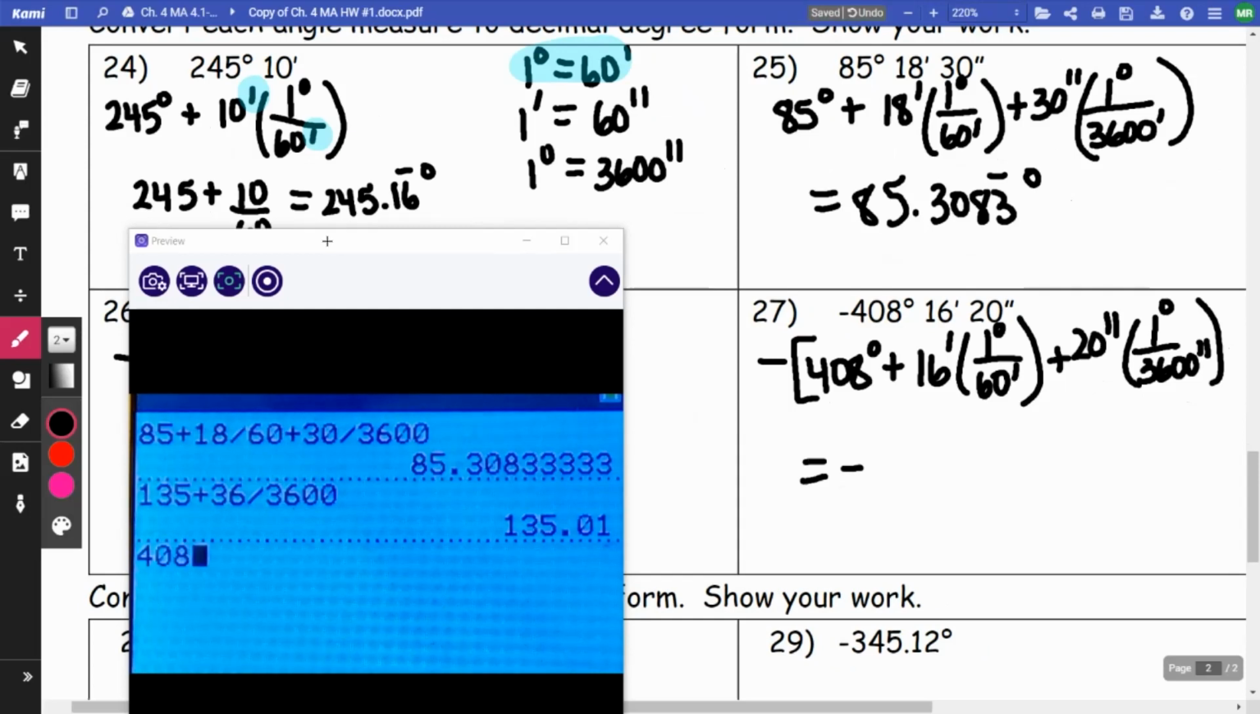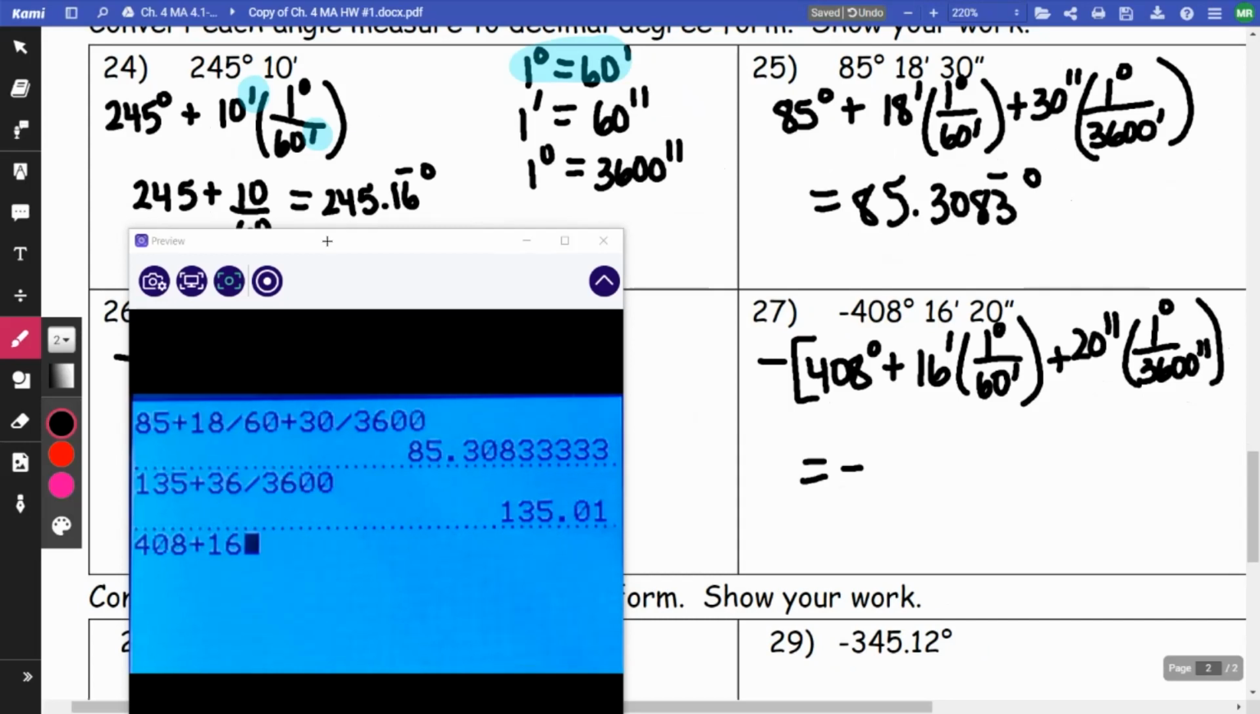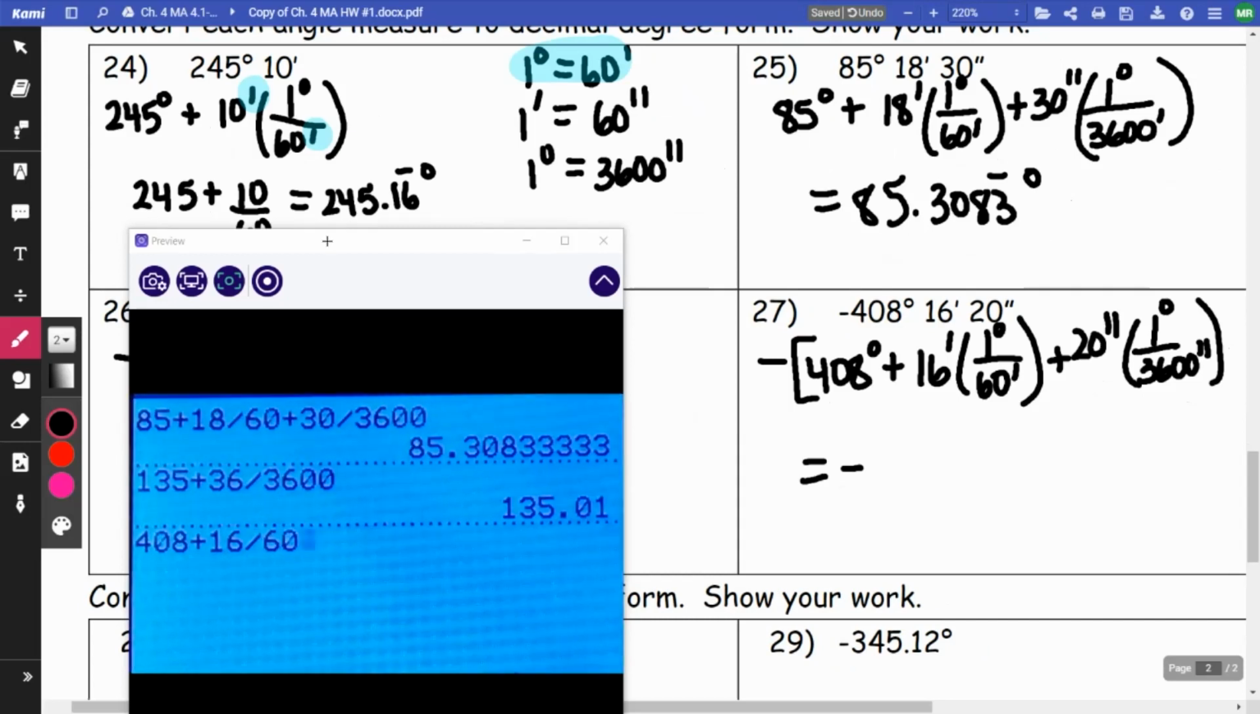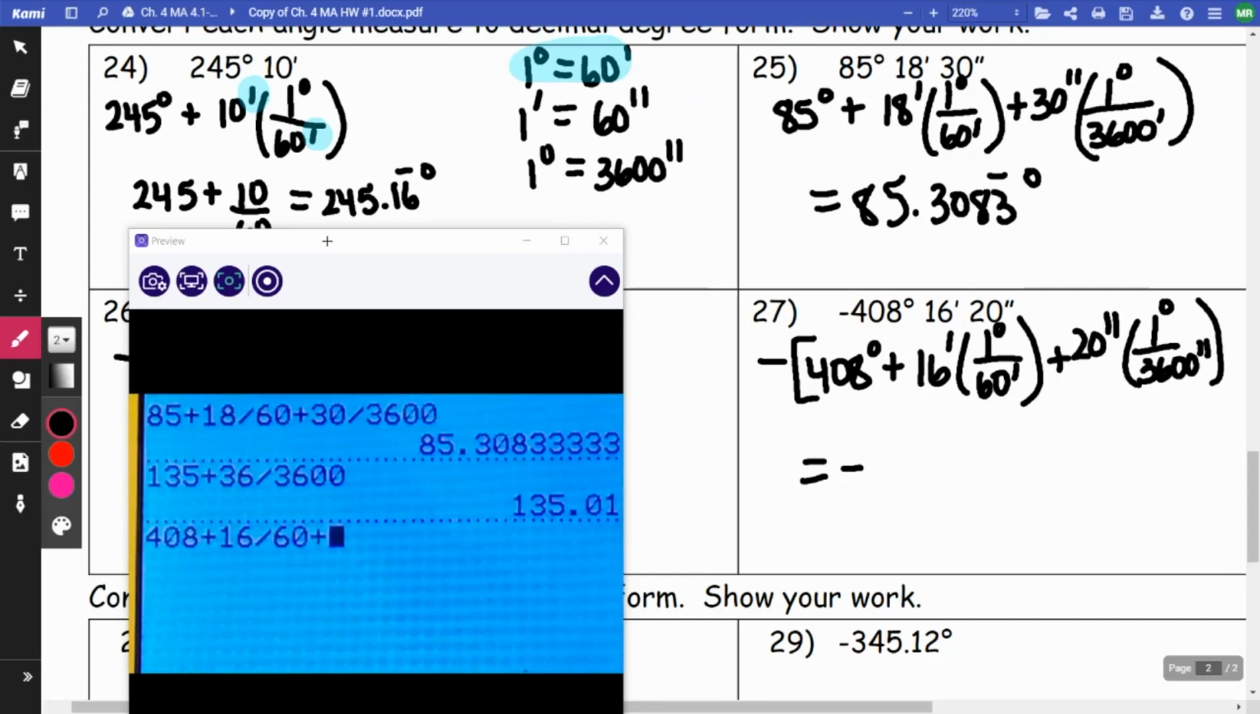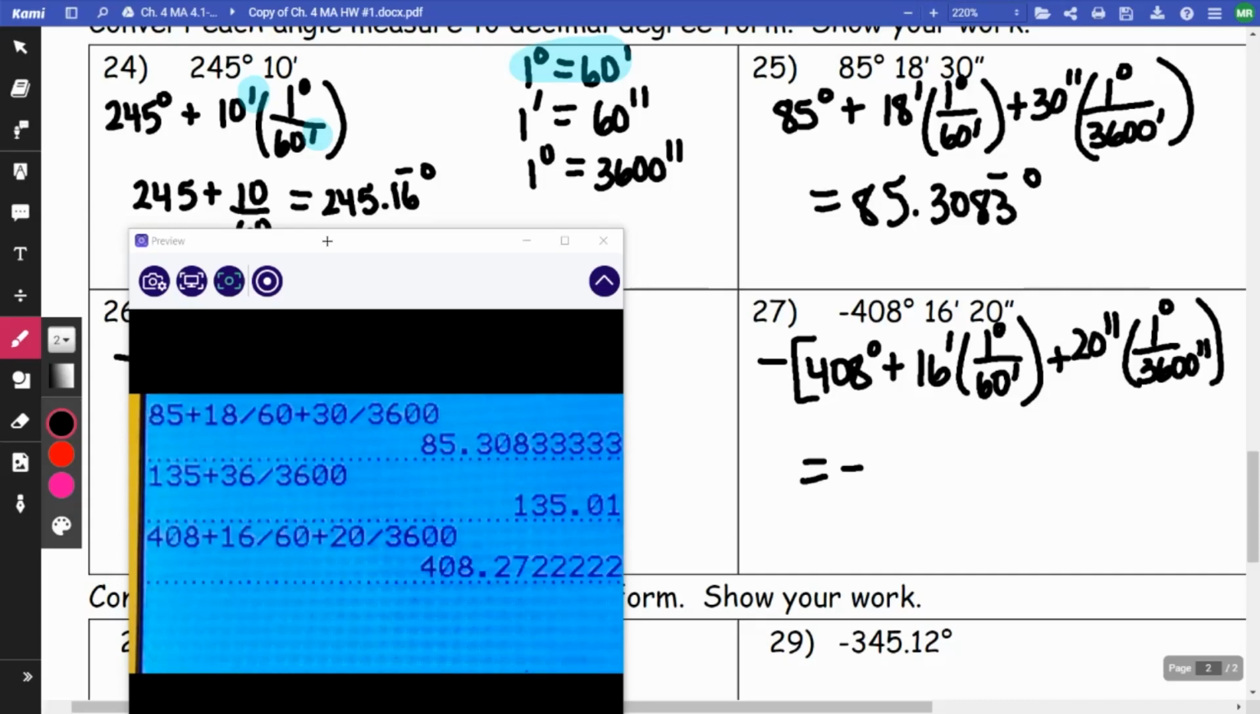So 408 plus 16 divided by 60 plus 20 divided by 3600. And I end up with a negative 408.272 repeating degrees.